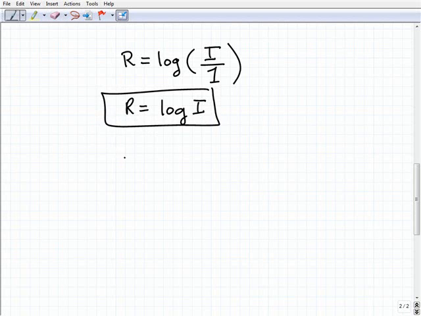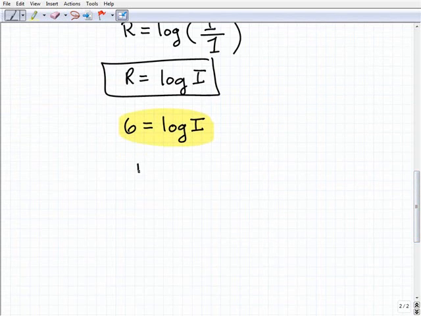If we have a 6.0 magnitude earthquake on the Richter scale, we're going to have 6 equals log I, where I is its intensity. Now we want to solve this logarithmic equation. We're talking about the common log, so what do we have to do? We have to write this as an exponential equation. So this is going to be 10.